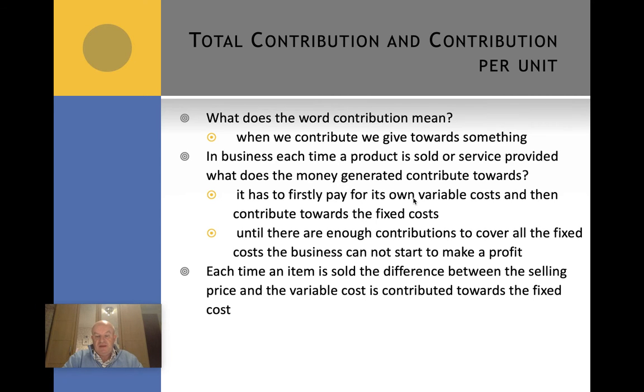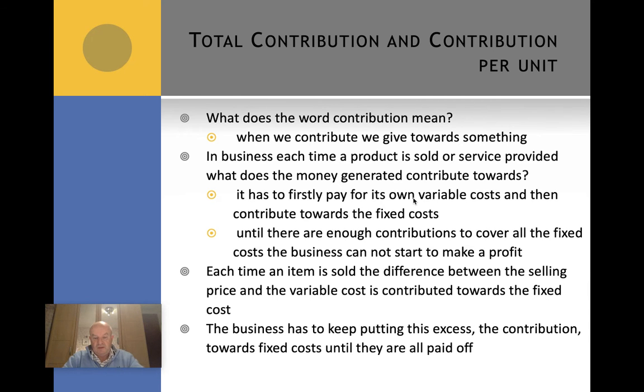And clearly, each time that we sell an item, if we've worked this out properly, we should know what our variable cost per unit is, and then we should be setting our selling price at something significantly higher than the variable cost per unit, so that we can make a contribution from every item that we sell towards covering our fixed costs. So if we get to the point where we're achieving some contribution, we will put that towards paying off our fixed costs until they're all paid off.